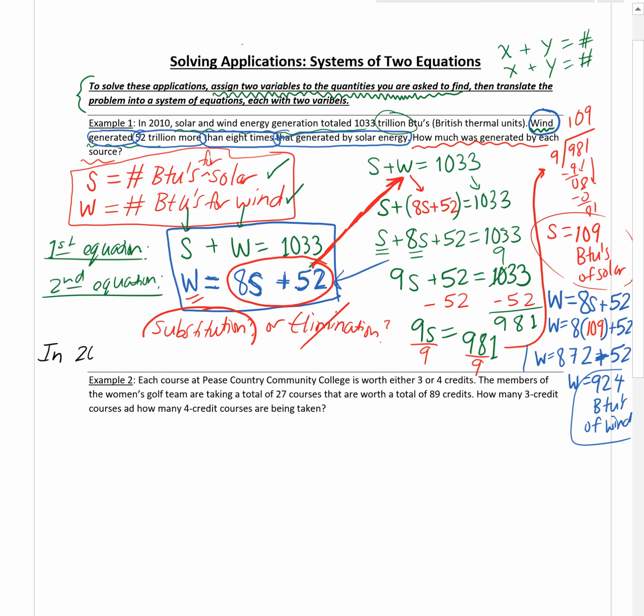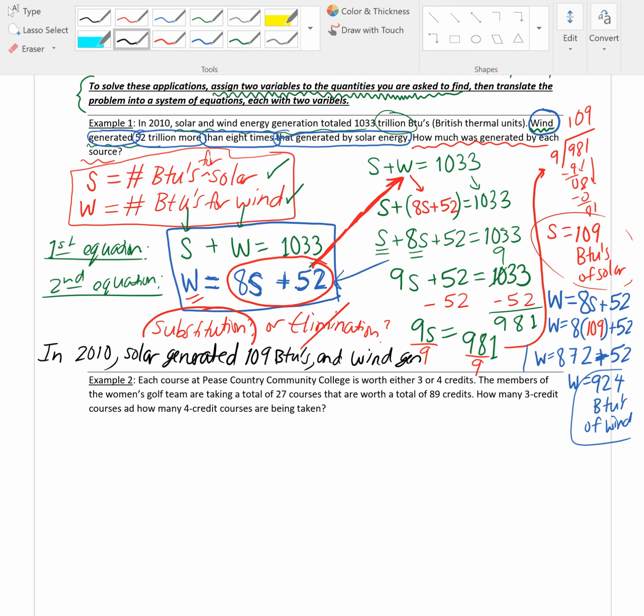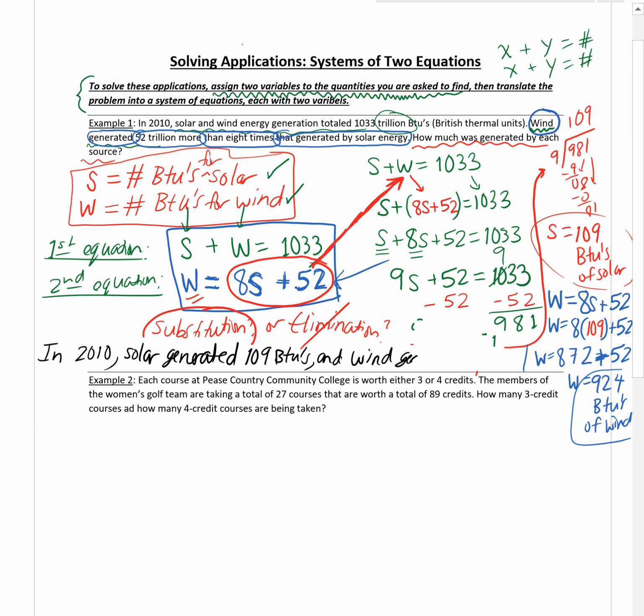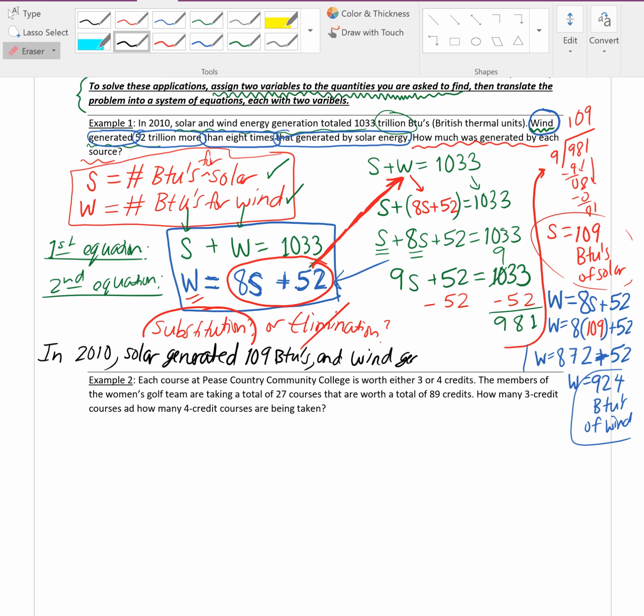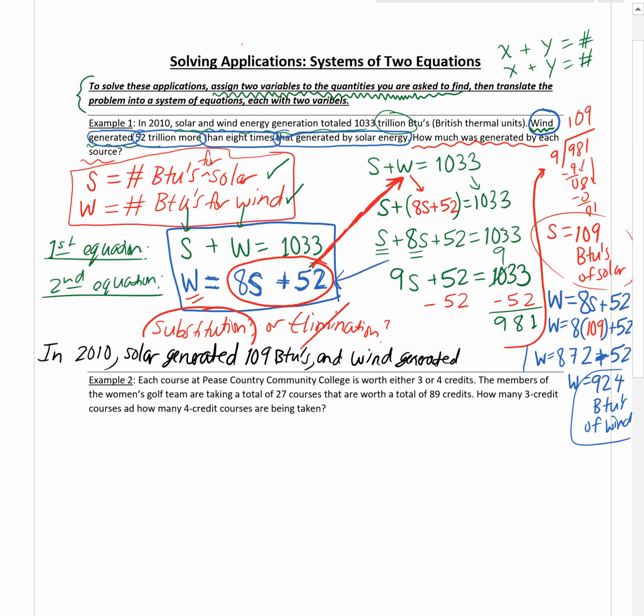It says, how about in 2010, what did we find first? Solar generated, we found 109 BTUs. And wind generated, let me erase a little bit here. So wind generated, how many did we say? 924 BTUs. There we go. Okay, that's probably a nicer way to write your answer in the word problems. If they give you words, they want words back. Okay, it looks good.